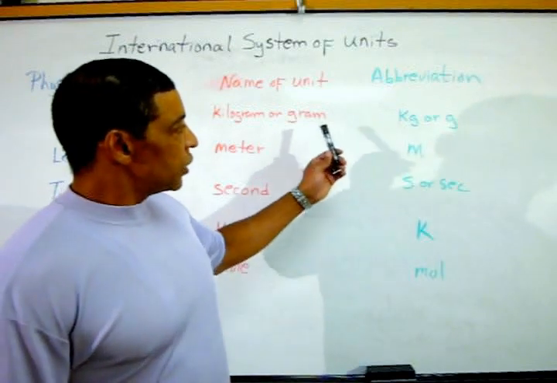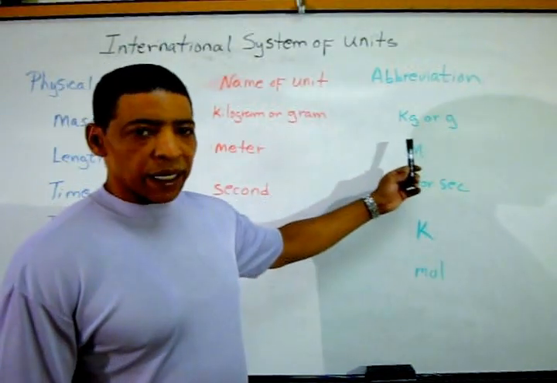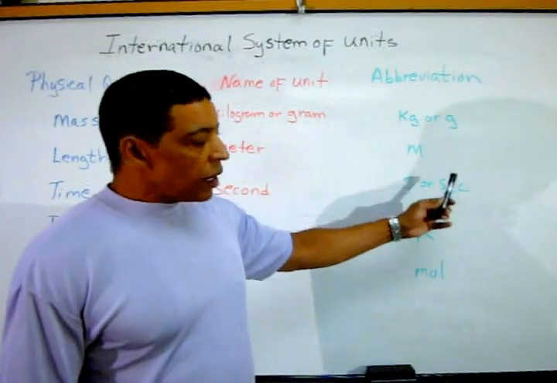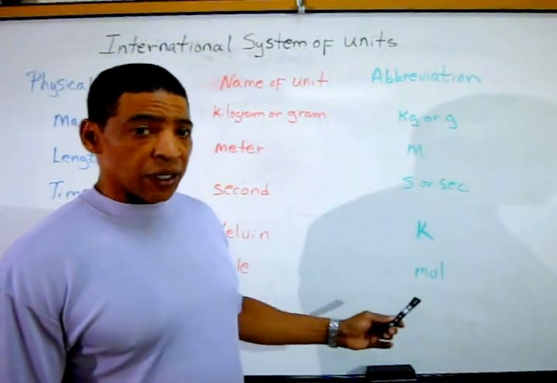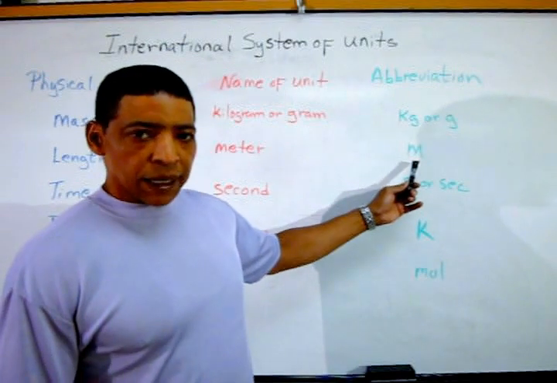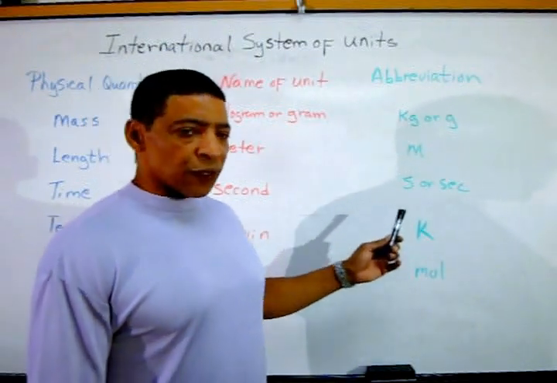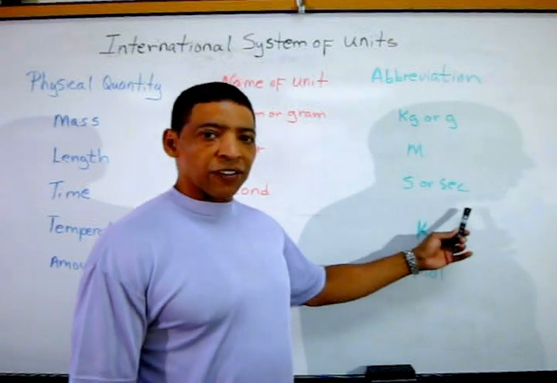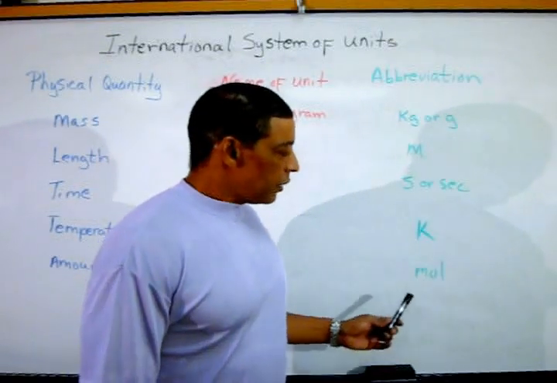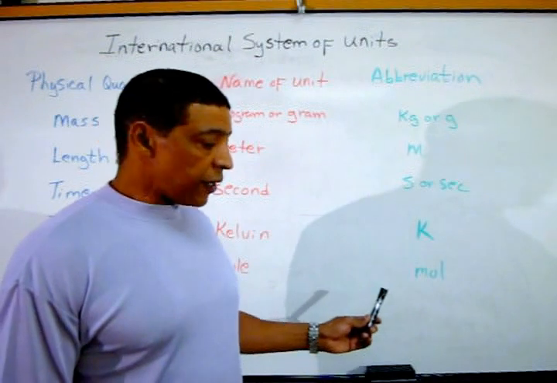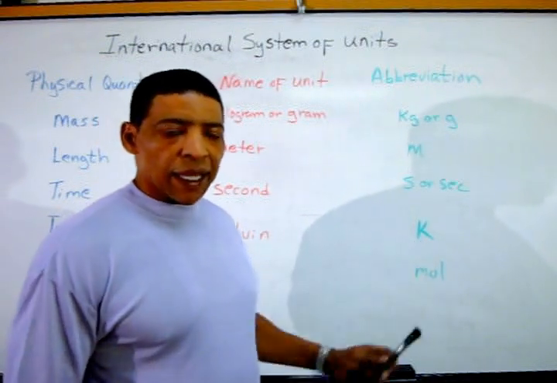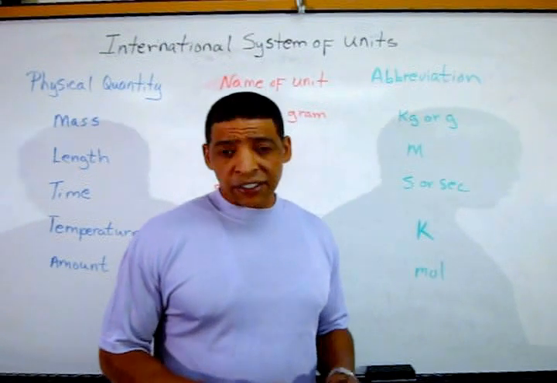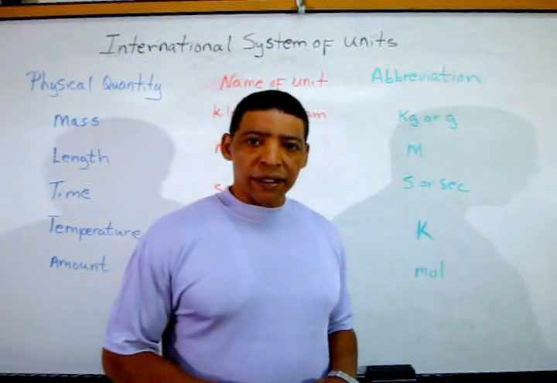The abbreviation for kilogram or gram will be kg or g. The abbreviation for meter will be m. The abbreviation for second may be s or sec. The abbreviation for Kelvin is K, and the abbreviation for mole is simply mol.